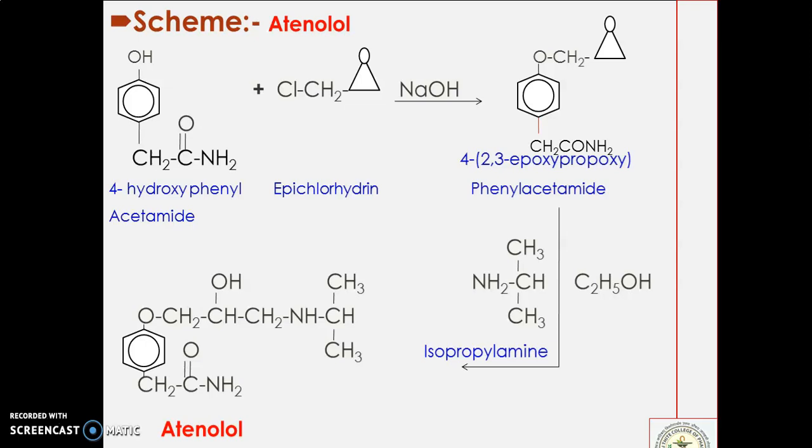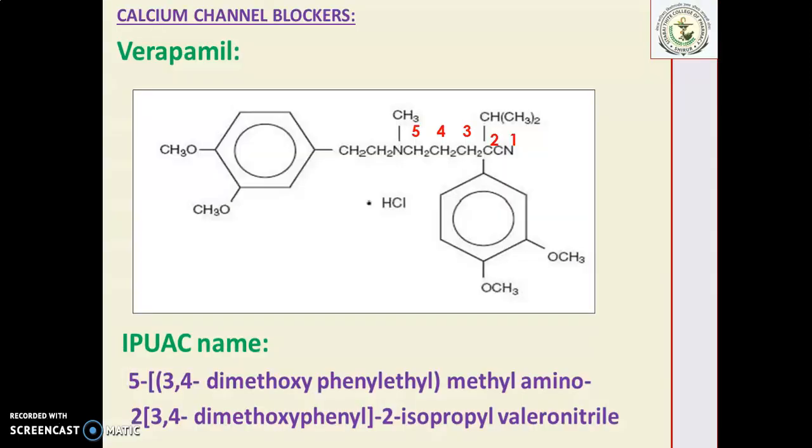This is the scheme of synthesis for atenolol, where the starting materials are epichlorohydrin, 4-hydroxyphenylacetamide and isopropylamine. If we observe our target molecule carefully, upon disconnection at two sides, we can easily get three starting materials or synthons, and by making them stable, we get synthetic equivalents for the same.